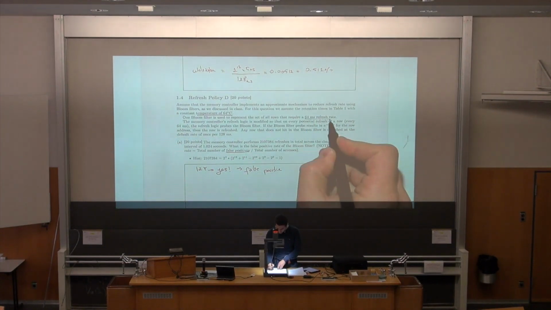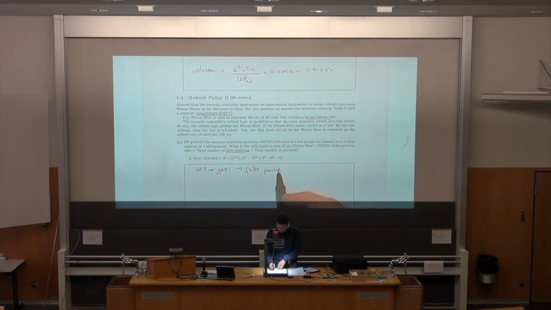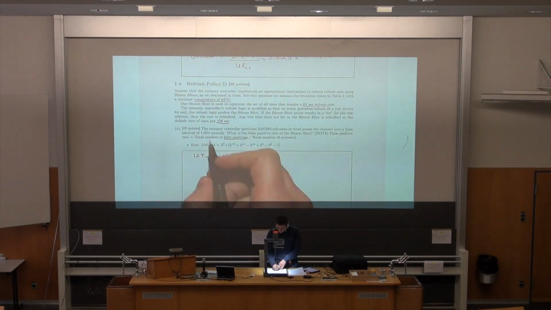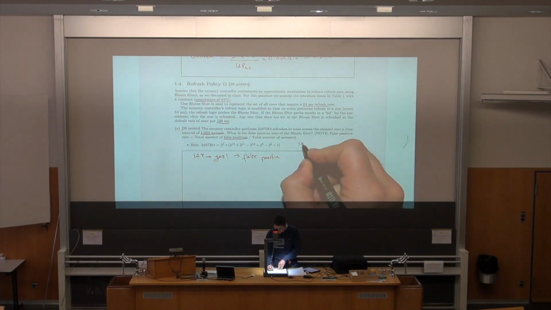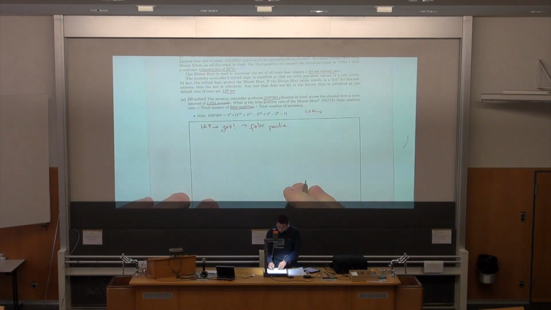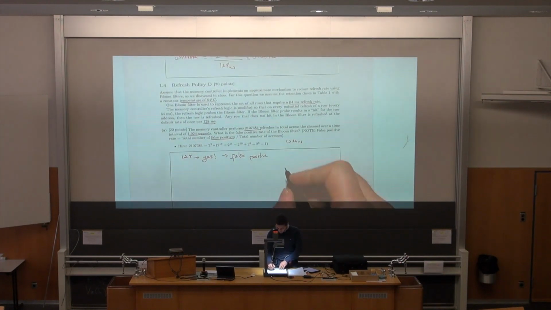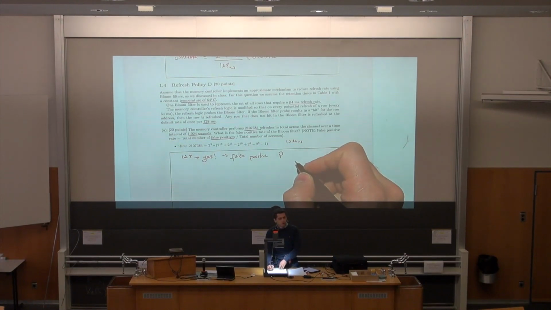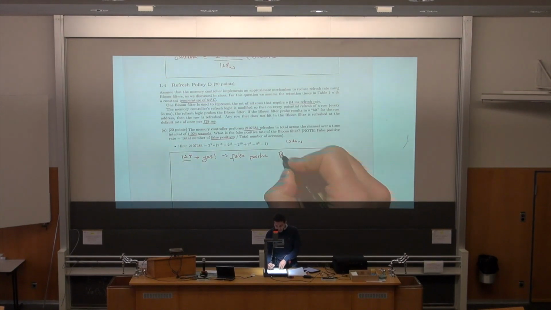So as I said, it refreshes the rows that are located in the Bloom filter every 64 milliseconds and the others every 128 milliseconds. And it says that within that time interval, within 128 milliseconds, we have that many refreshes. So let's define P as the fraction of the rows that were a false hit in the Bloom filter that should have been refreshed within 128 milliseconds. So this will be my fraction.